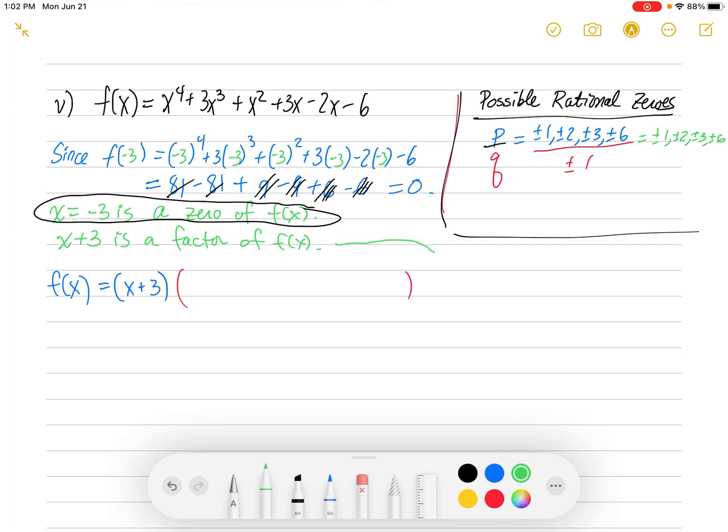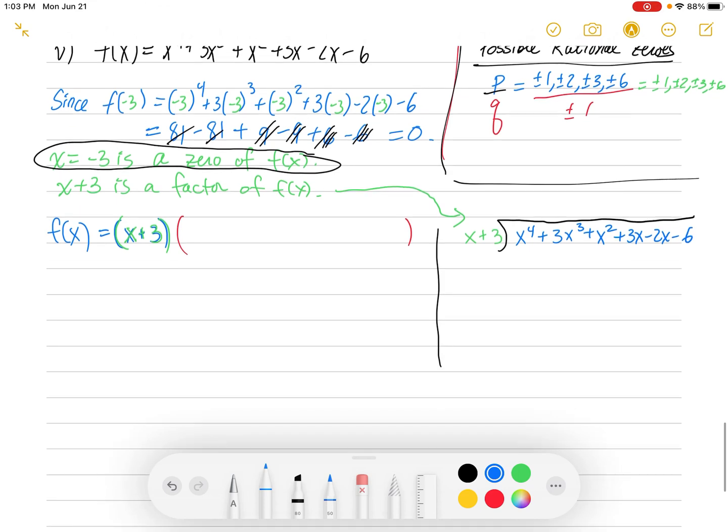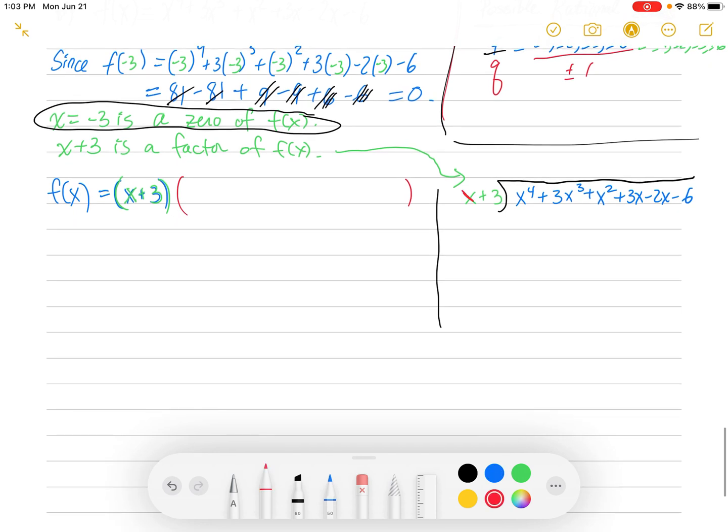And that has to break up into x plus 3 times something else. Okay, so I'm going to take my factor here of x plus 3, and I'm going to do some long division. I'm going to take x plus 3 in green and divide that into the entire polynomial. So we're dividing x plus 3 into the entire polynomial, x to the 4th plus 3x cubed plus x squared plus 3x minus 2x minus 6.